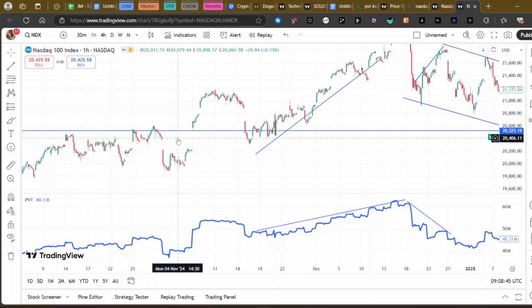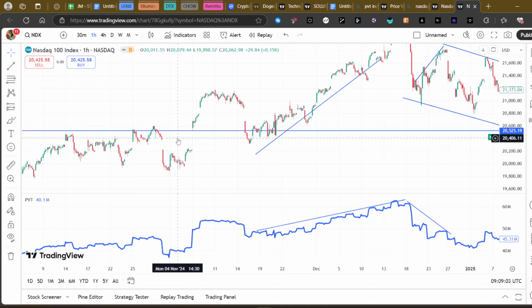All right. Secondly, do not make the mistake of ignoring market context. Volume behavior changes depending on the market environment. So always consider news events, overall trends, and market conditions before making a trade.